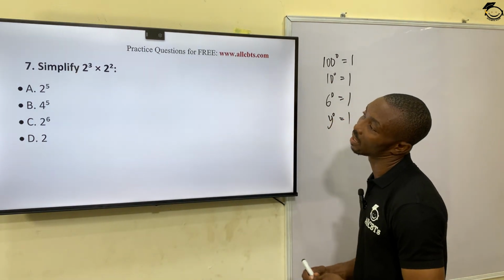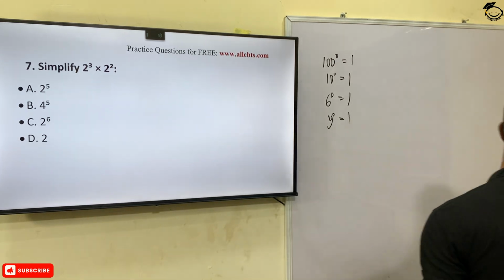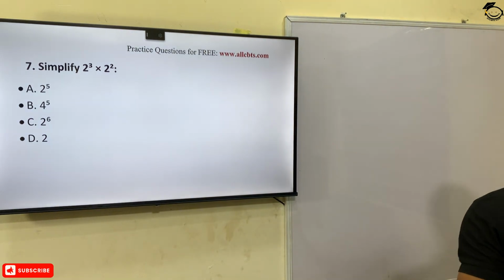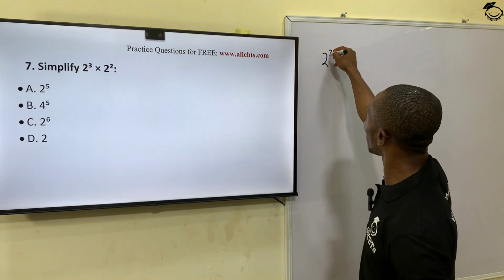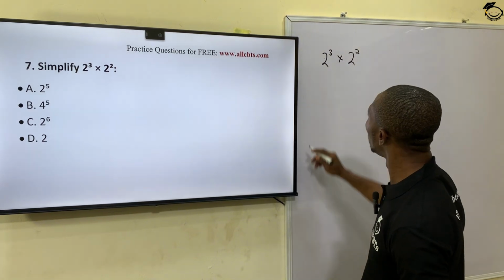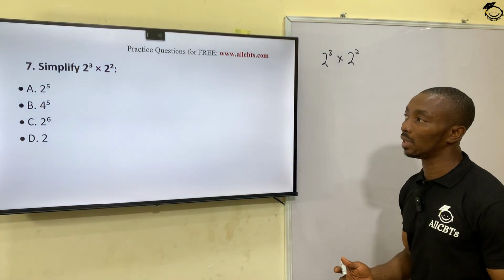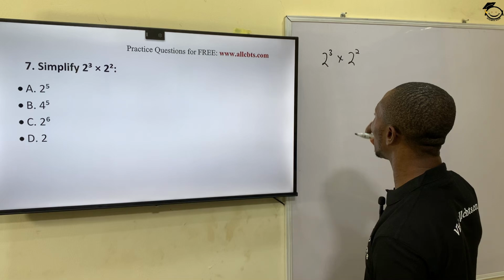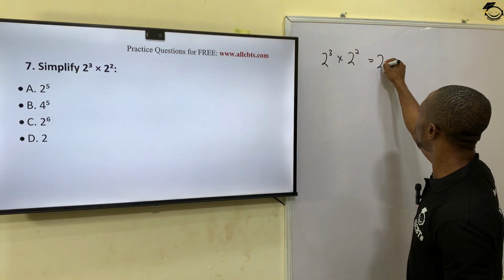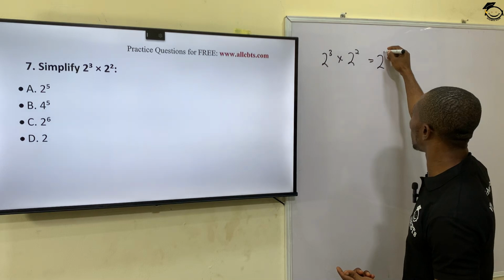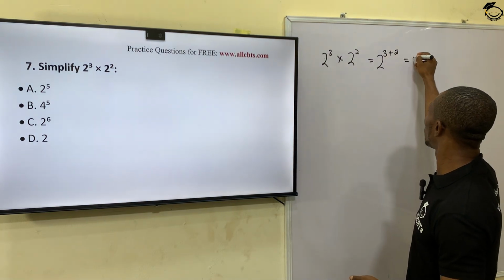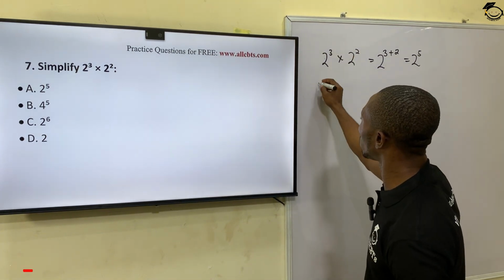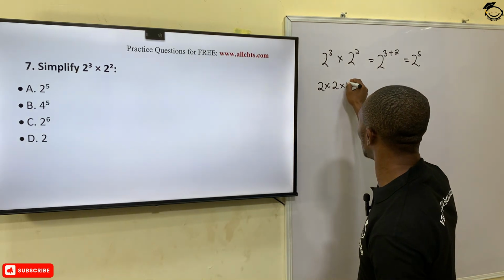Now, our next one says, simplify 2 raised to the power 3 times 2 raised to the power 2. If we have 2 raised to the power 3 times 2 raised to the power 2, all right, we can decide to apply our law of indices, or we decide to go by expanding it. Now, looking at both ways, applying our law of indices, which is 2 raised to the power 3 plus 2, this will give us 2 raised to the power 5, all right? Or we can say 2 raised to the power 3 simply means 2 times 2 times 2.